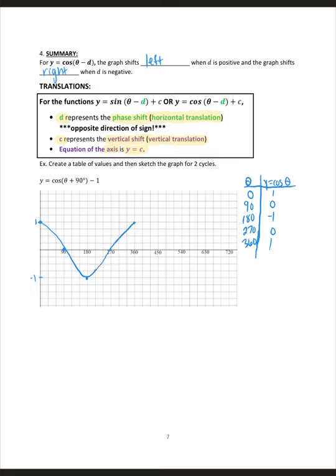Okay, so we're going to take a look at our transformed, and actually let's do 2 cycles. So we're going to repeat that pattern. So from our maximum, 90 degrees later, we go down to our axis, and then 90 degrees from that, we go down to our minimum, then back up to our axis, and then back up to our maximum. Okay, so we're just going to graph that y equals the cosine of theta 2 times.